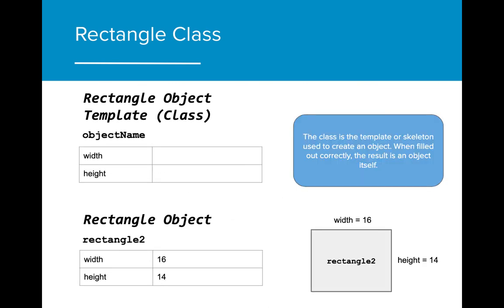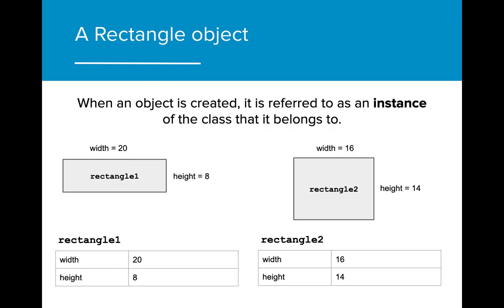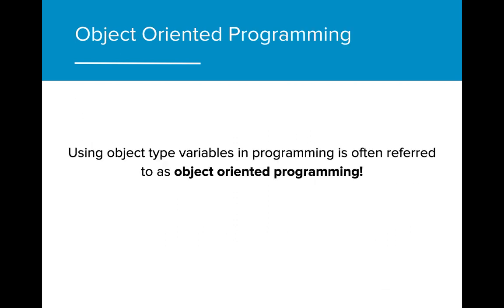We can think about the class as the unfilled template of an object, and the object itself as the filled version of the template. The skeleton or framework is the class containing the specifications, while the object is the actual implementation of that framework. Each rectangle that is created from the rectangle class has its own attributes and exists separately from the other rectangle objects. We refer to objects as instances of the class that they belong to, because they are each a separate entity from other objects of the same class. The use of objects in programming is referred to as object-oriented programming. We will continue to learn more about the principles of object-oriented programming throughout the course.